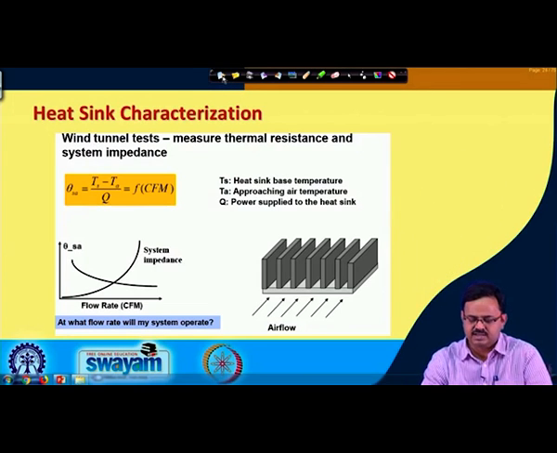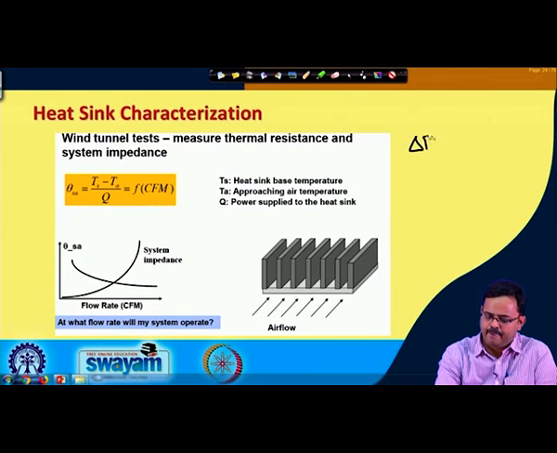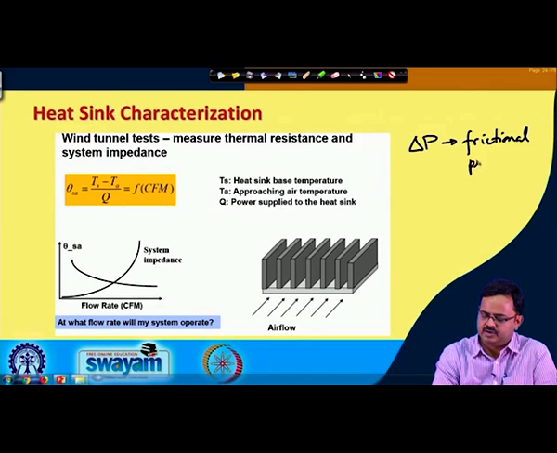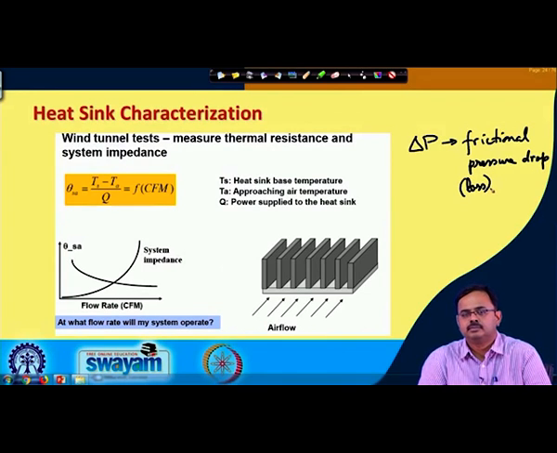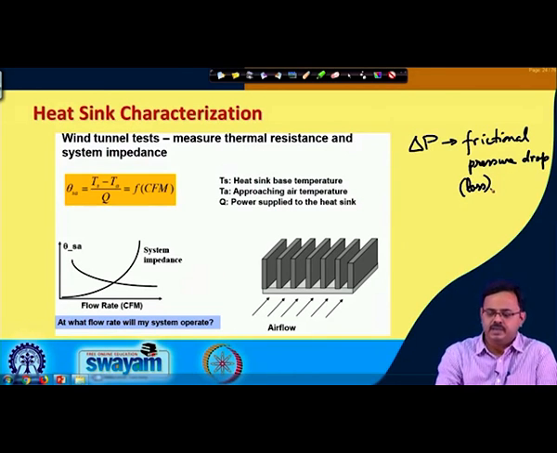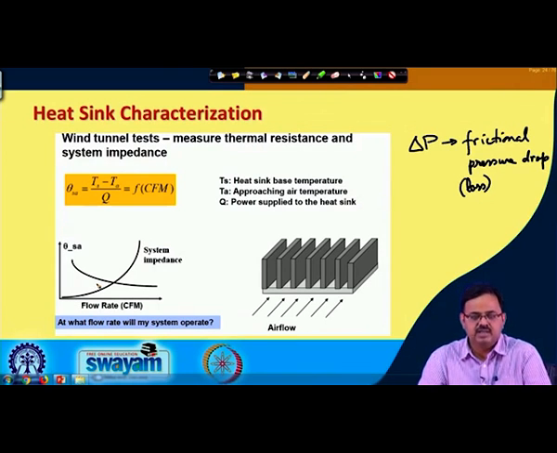details, but what I am trying to say is this delta P, for flow through a channel, is typically a frictional pressure drop. Sometimes it is also called the frictional loss. Okay. All right. So, that is why the delta P increases. You see this increase. So, the system impedance increases with flow rate.